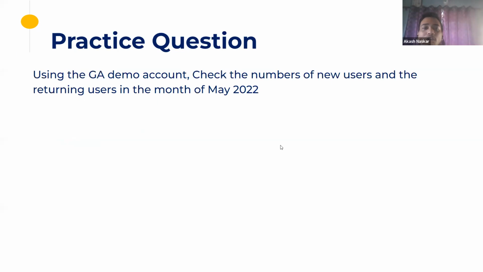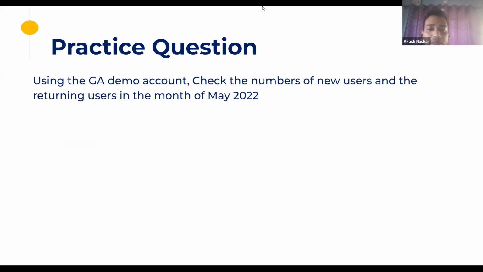So this is a quick question for all of you. Check the number of new users and returning users in the month of May 2022. Put the date as 1st May to 31st May of 2022, and then tell me the number of new users and returning users. You can put it down in the chat. Okay, Rajat has put his answer. What about others?